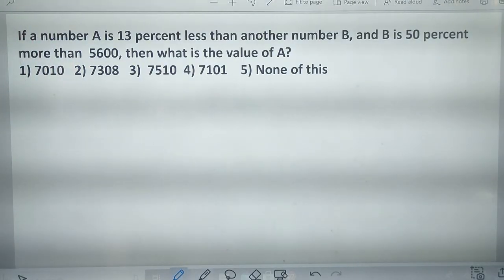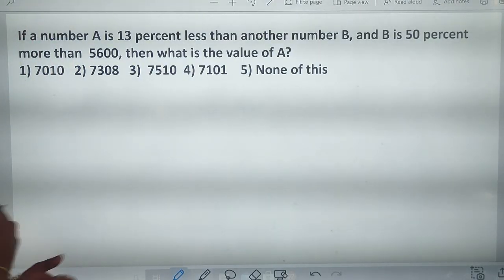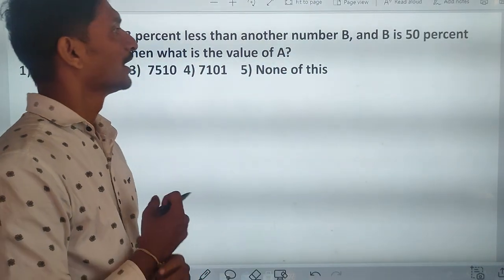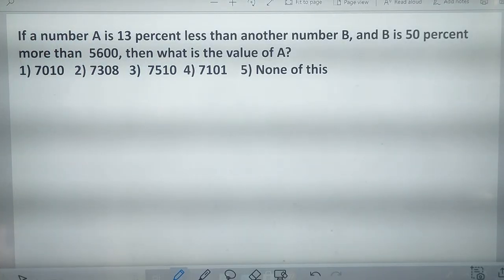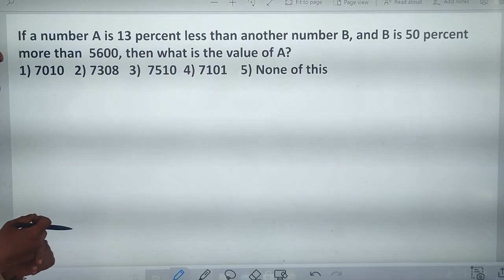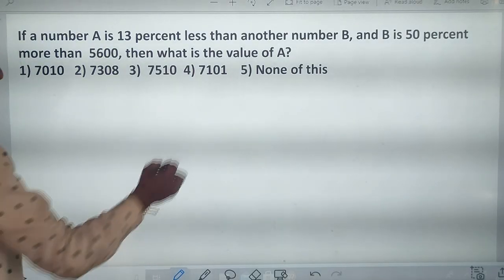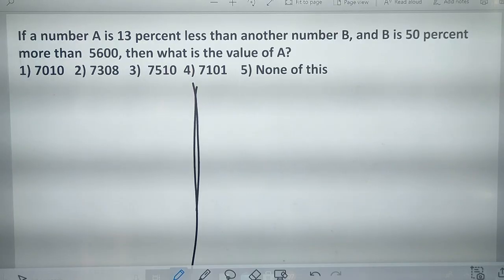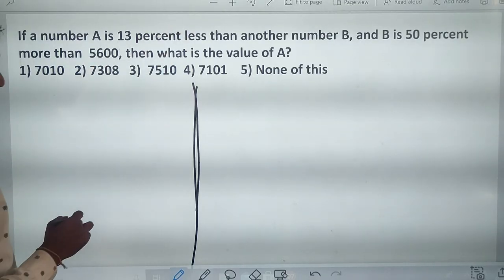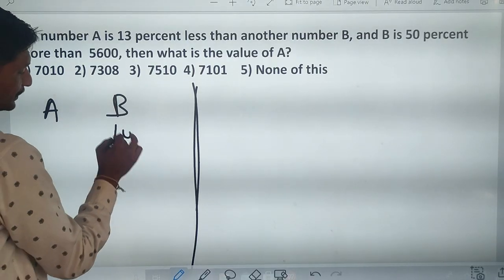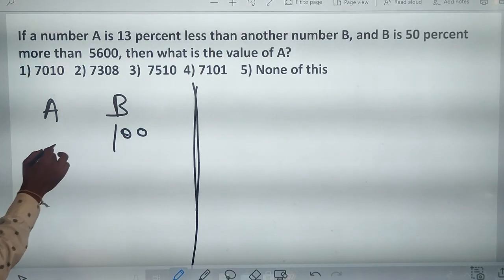A number A is 13% less than another number B. If B is 15% more than 5600, then what is the value of A? Here there are two parts. First, the relation is given. A is 13% less than another number B.